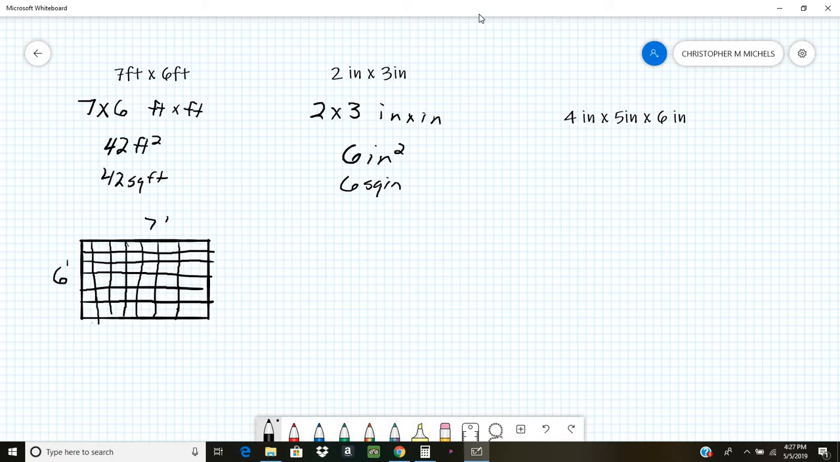Then what if we throw in another dimension right here? We do the same thing: 4 times 5 times 6, and then inches times inches times inches. So 4 times 5 times 6 gives me 120. Inches times inches times inches, well, there's 3 of them, so that's to the 3rd power, or 120 cubic inches.